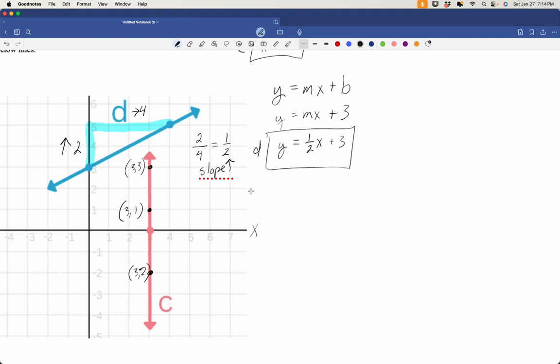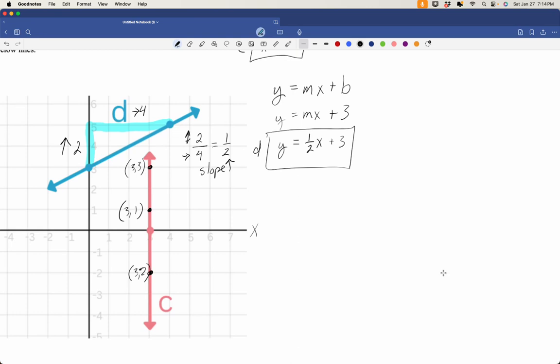Okay? So find your pathway to get from one point to the next. Figure out if it's positive or negative. If it goes up, it's positive. If it goes down, it's negative, just like in our previous problem. And then if you can reduce the fraction, reduce the fraction. The up or down always goes in the top, and the right always goes in the bottom. And that's all you have to do.